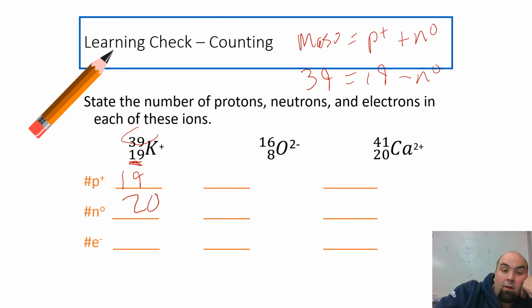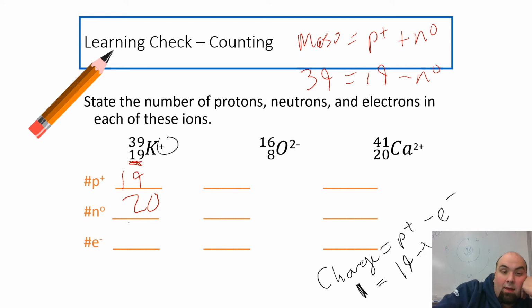Now, when we look at this, we see that we have a charge of plus 1. So we remember that our equation is charge equals protons minus electrons. So we have a charge of 1 equals, and we have 19 protons, so 19 minus something is going to give us 1. So 19 minus 18 gives you a charge of plus 1.